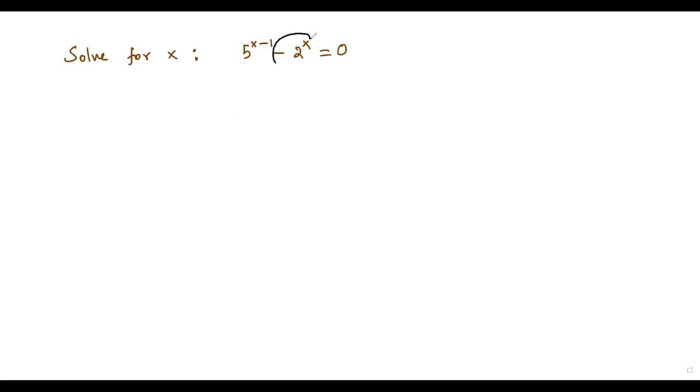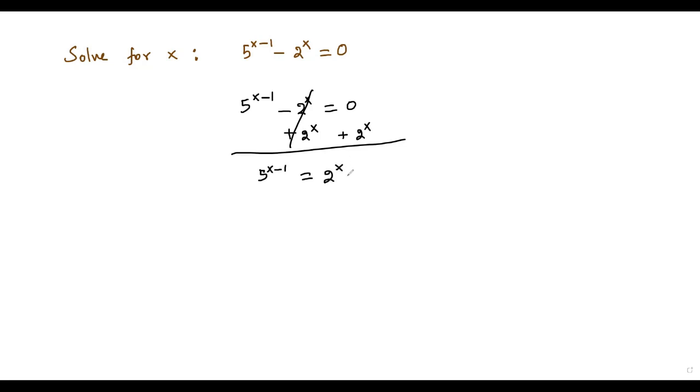So for that, we have to get rid of this negative 2 to the x power. Let me add 2 to the x power on both sides of this equation. When I do so, the negative 2 to the x power and positive 2 to the x power cancel out. I get 5 to the power x minus 1 is equal to 2 to the power x.